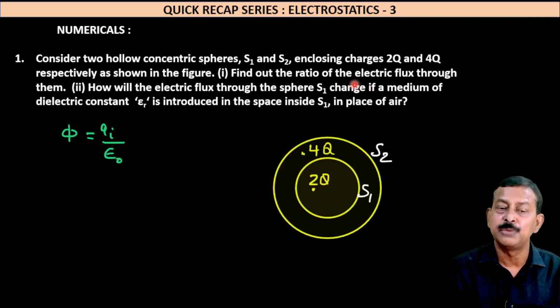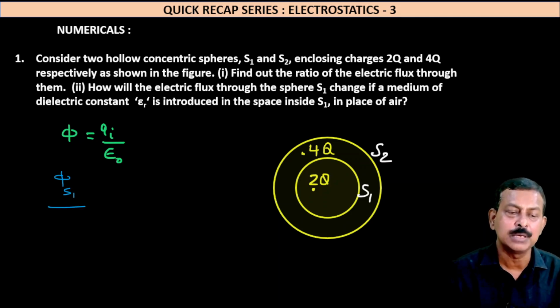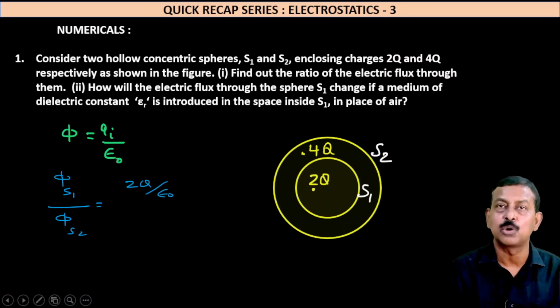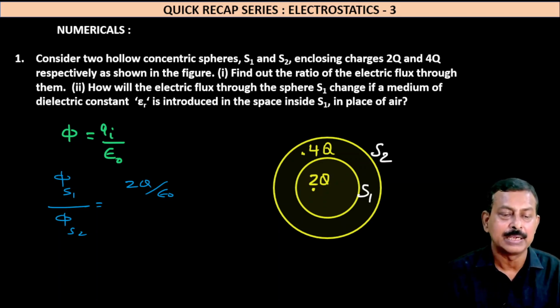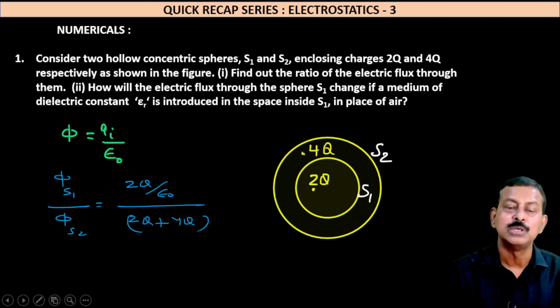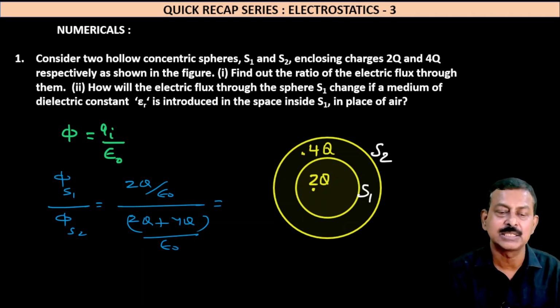So if we have to find the ratio of the electric flux through them, so what we can do, electric flux through S1 and electric flux through S2. If I take the ratio, it is your 2Q by epsilon naught because it will be for the first sphere, and for the second one, it is your 2Q plus 4Q because inside S2, these two charges are there. So it is your 2Q by 6Q divided by epsilon naught. So this is your 2 by 6. That means it is 1 by 3. So the required ratio is 1:3.